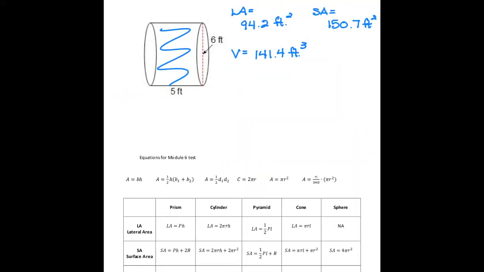Other questions? The sphere's not so bad. What's the radius of this? Oh, sphere. Cylinder. What's the radius of this cylinder? 3. That's the hardest part right there. So this radius is equal to 3. Other questions, other problems you want to see?